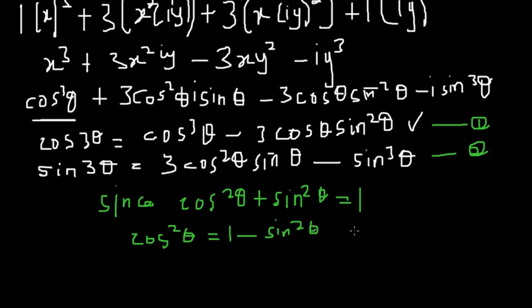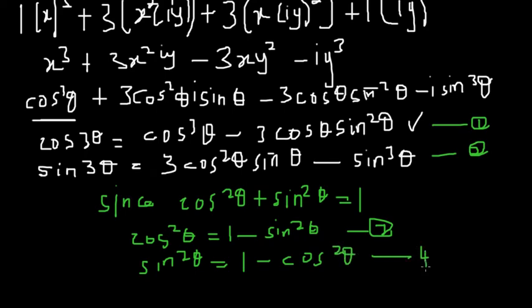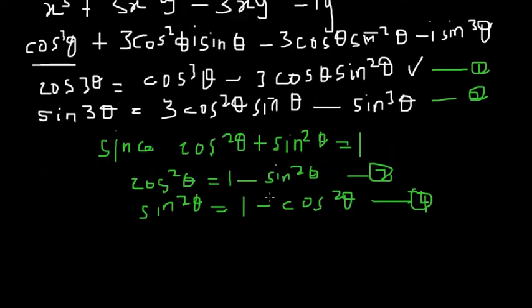Let's say this is expression 3. And then let's make sine squared theta the subject. So we have sine squared theta will give us 1 minus cos squared theta. So this will be our equation 4. Now all we have to do is either substitute equation 3 into 1 or equation 4 into 2.